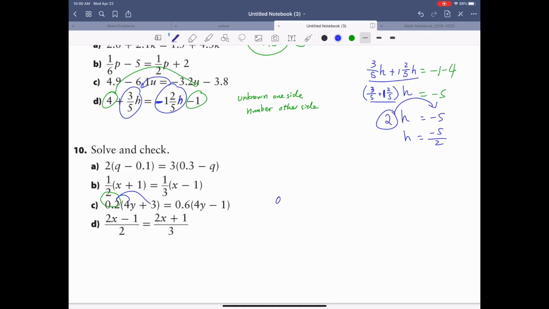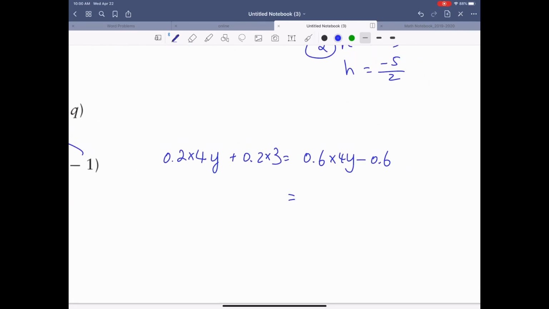Okay, 0.2 times 4y plus 0.2 times 3 equals 0.6 times 4y minus 0.6, distributive property. Simplify anything you can first. Always simplify as you go, okay? This is 0.8y. This is plus 0.6. And this one is 2.4y minus 0.6.